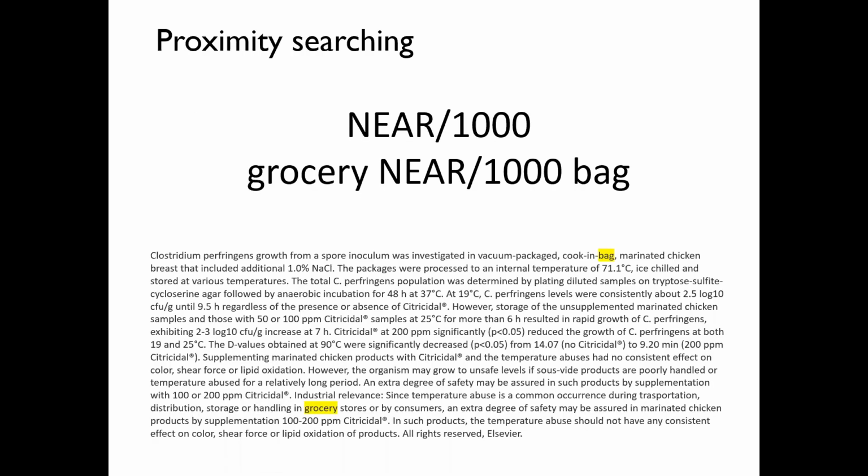How big can you use? How far apart can you make your numbers? I don't know what the limit is, but I know that it will read it up to 1,000. So with this result, this is somewhere between 750 and 1,000 words apart, this bag and grocery. So that's really far, but you get to a certain point where why bother using the proximity operator? Why not just use an and?